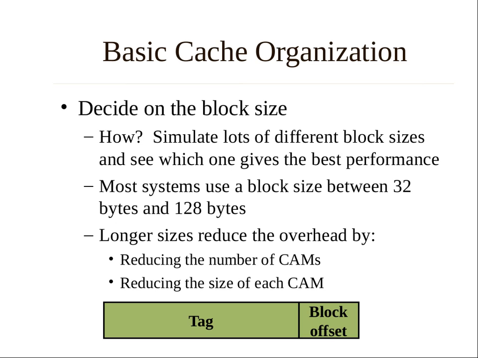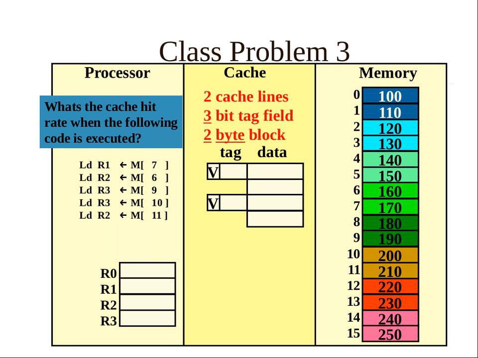We simulate a lot of different block sizes and see which one gives us the best performance. That is exactly what we do. Most systems use a block size between 32 bytes and 128 bytes. It depends on a lot of other factors which one of those is the best for your particular cache, but that's generally what it is. Longer sizes reduce the overhead of comparing with the CAM, namely with the tag, and also reduce the size of the CAM or the tag.